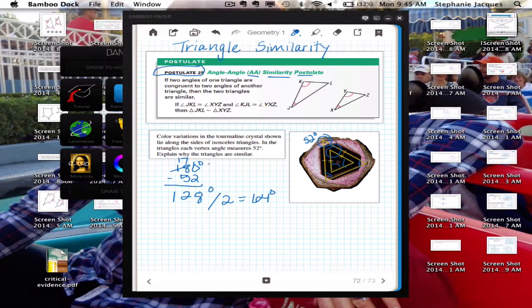So in order to say why the triangles are similar is that they're isosceles, and therefore the bottom angles are 64 degrees, which makes them similar.